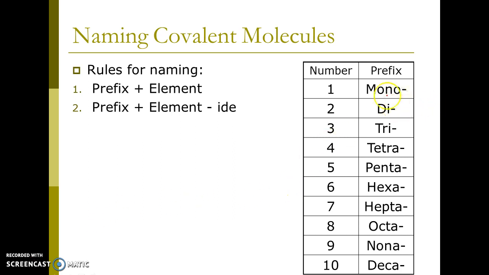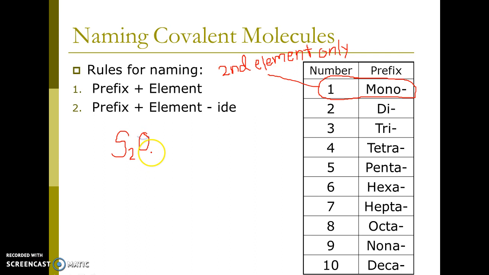Okay, so we will be using every one of these prefixes every time we are naming a covalent molecule. The only exception is for the prefix for 1. You only use this prefix for the second element only. Let's say, for example, we have the following formula, S2O3, and we want to name this.